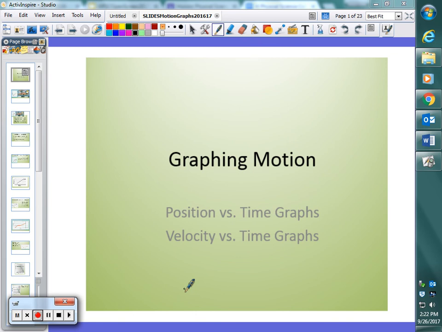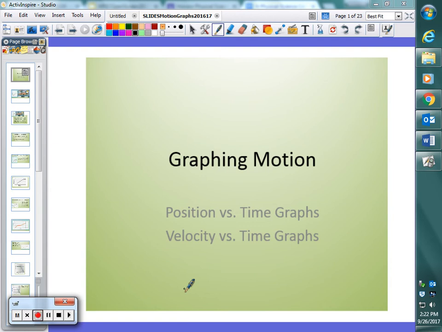So yesterday, we talked about our first type of motion graph, and that was a position versus time graph. And in a very duh kind of way, a position time graph will answer two questions for us. What are the two questions that a position time graph will answer for us? Where something is and when it's there, right? So position and time, where and when.